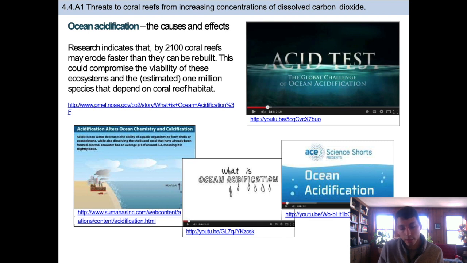Specifically, we are interested in coral reefs because they serve as an ecosystem to hundreds and hundreds of species. And so there's estimates that 1 million species depend on coral reef habitat. So loss of this one animal, which is coral, could compromise the viability of all of those different species. So it could have very widespread effects on the oceans as an ecosystem.